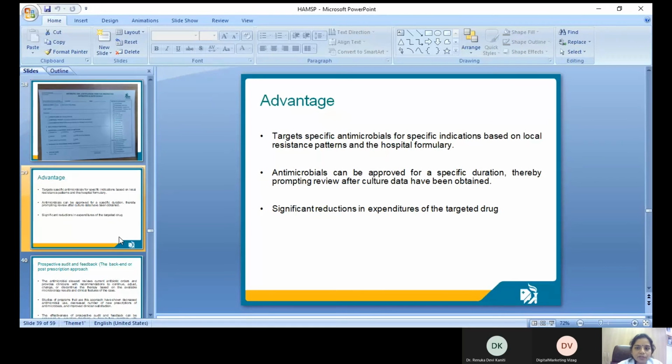So the advantages of this method are that target-specific antimicrobials for specific indications, based on local restricted patterns and formulary, are used. Antimicrobials can be approved for a specific duration, thereby prompting review after culture data has been obtained. There will be a significant reduction in expenditure of the targeted drug.